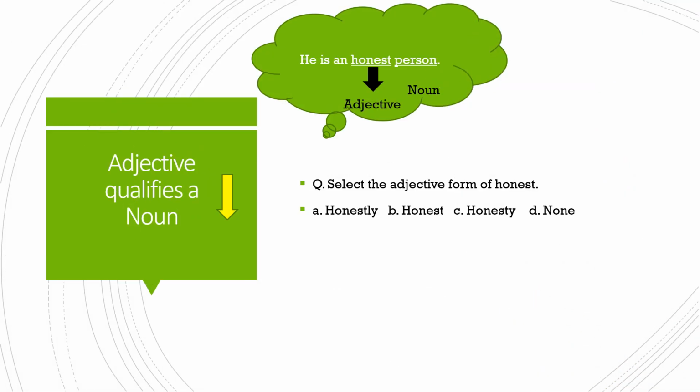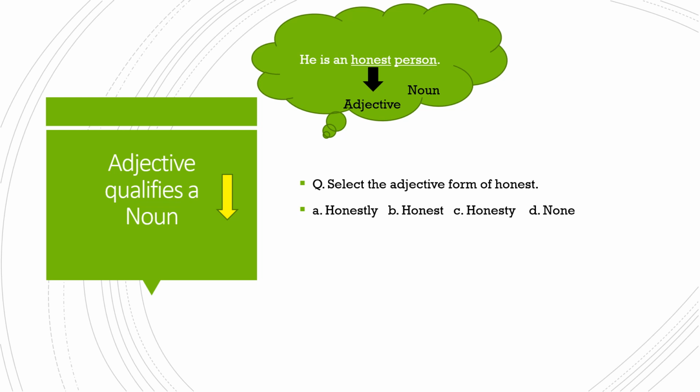Okay, now comes another part of speech, that is the adjective. How do we define an adjective? An adjective basically qualifies a noun, or it adds meaning to the noun, or it tells us something about the noun, and that is the quality. For example, there is a question right in front of you. Select the adjective form of honest. Honestly, honest, honesty, none. So there are four options.